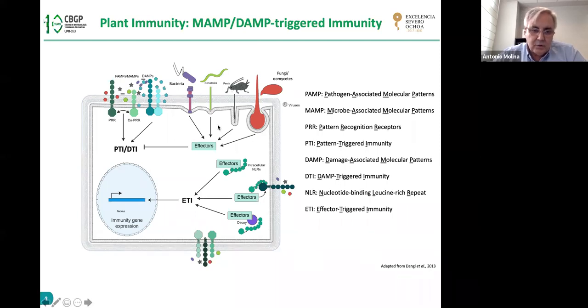if these two branches of the immune response are identical, or if they show a lot of difference at the molecular level. In addition, as you know, there is another layer of recognition based on the recognition of effectors, previously known as avirulence proteins. These effectors are recognized by intracellular receptors, the R genes, and this recognition activates effector-triggered immunity. Some of these effectors, as is well known, also inhibit the activity of PTI.